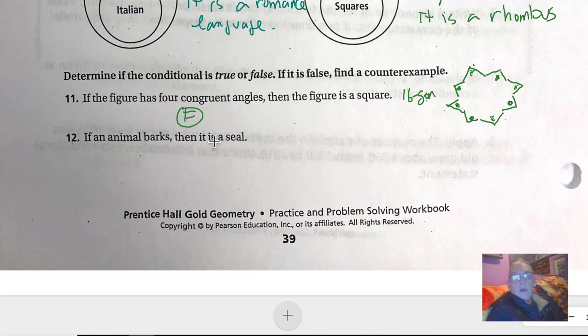Okay, I guess seals do bark. If an animal barks, it is a seal. This is also false because we could think, well, what about a dog? A dog barks. And that knocks down the part where it has to be a seal. So, what if a dog barks? That would be our counterexample. That would cause that also to be false. Okay, thank you.